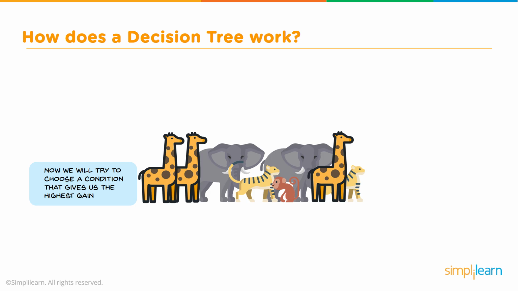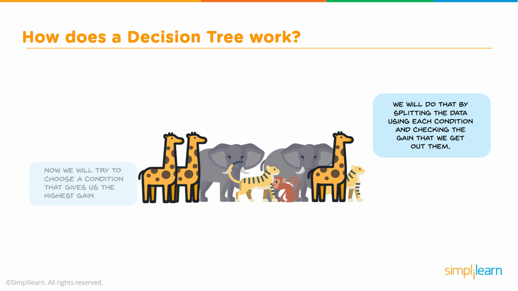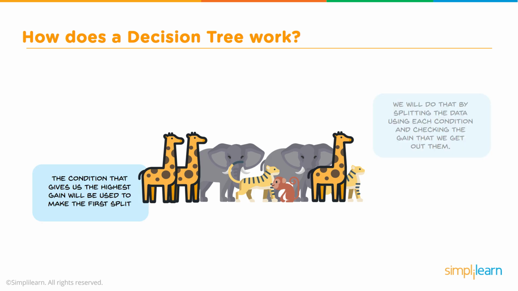Now we will try to choose a condition that gives us the highest gain. We will do that by splitting the data using each condition and checking the gain we get out of them. The condition that gives us the highest gain will be used to make the first split. Can you guess what that first split will be just by looking at this image? As a human, it's probably pretty easy to split it. Let's see if you're right.